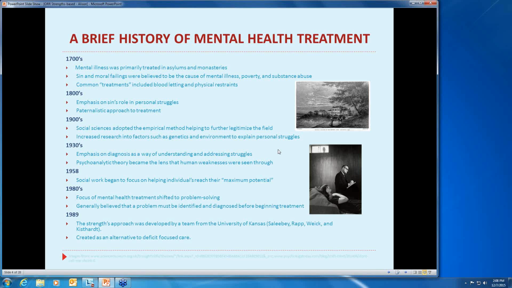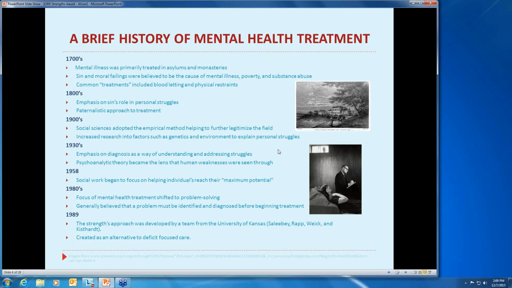So in the 1900s, social services adopted the empirical method, helping to further legitimize the field, and a lot of the knowledge we base what we do now on comes from that empirical method. It also created a stronger focus, though, on genetics' role and environment's role in explaining personal struggles and diagnoses. And then in the 1930s, we had the explosion of psychoanalytic theory, and that became the lens that we viewed everything else through.